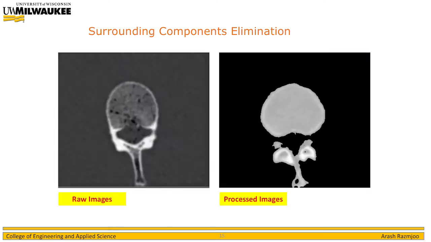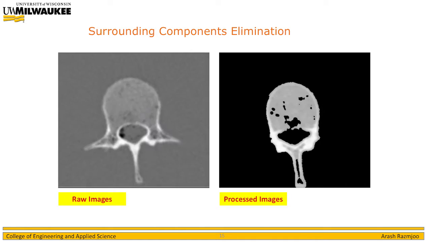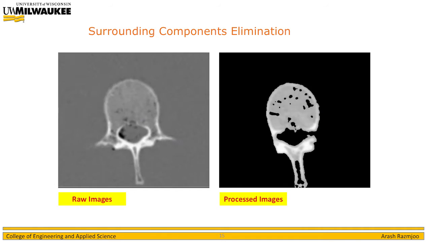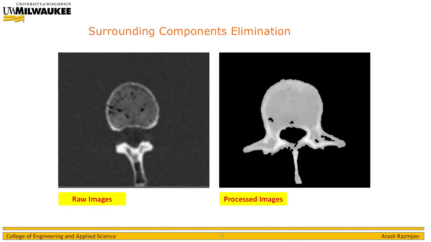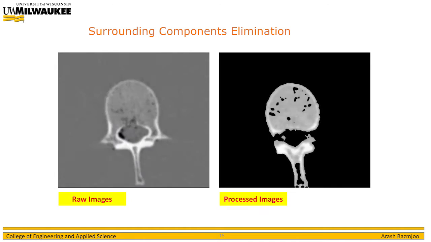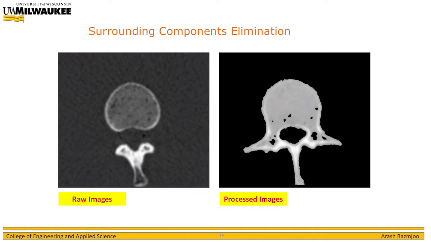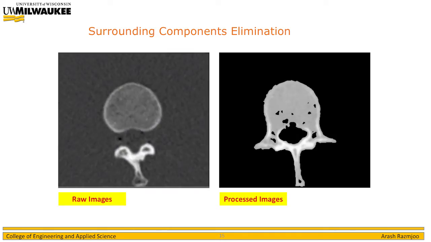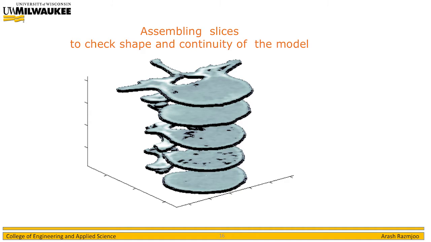Here you can see the animation of the raw images. You can see here we have gray color around the bone, around the vertebra. This could be the shadow or images of another organ which is near or next to the vertebra. We should get rid of them. So by applying image processing techniques, we removed all unnecessary surroundings around the bone. Then we assembled the slices to check the shape and continuity of the model. This shows the slices from the superior end plate of the vertebra to the inferior end plate.